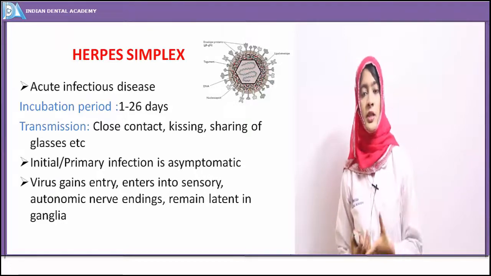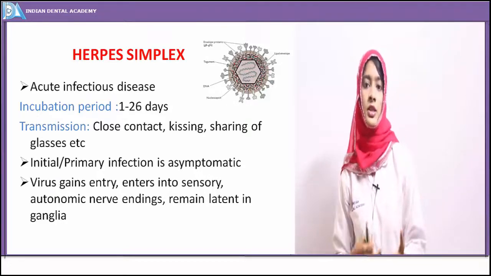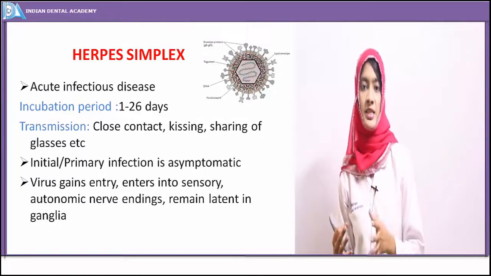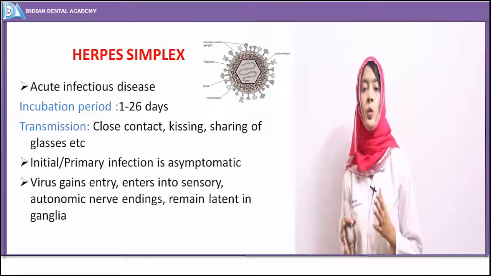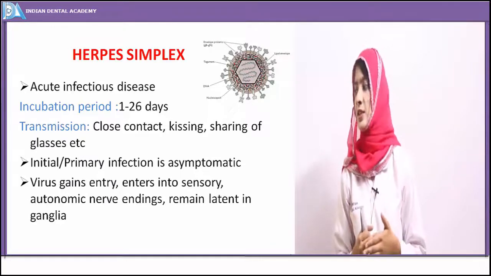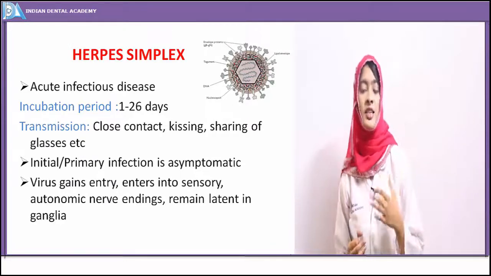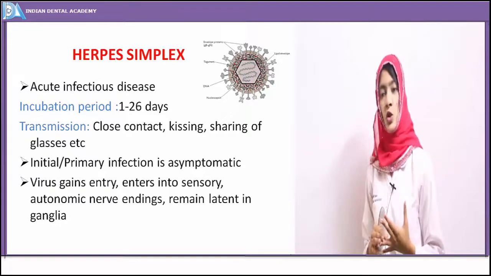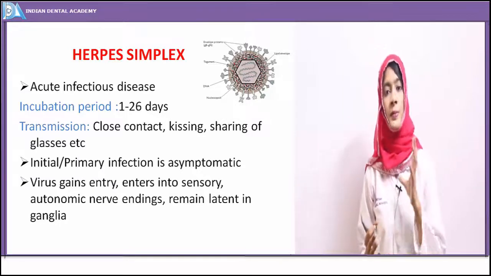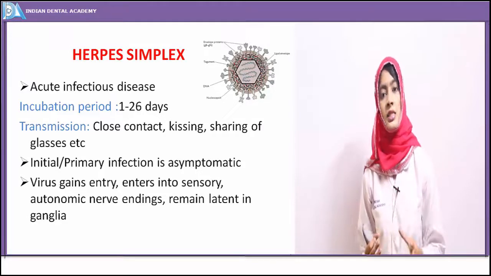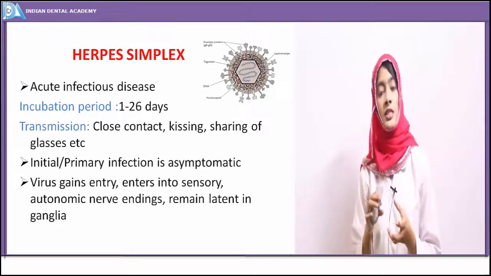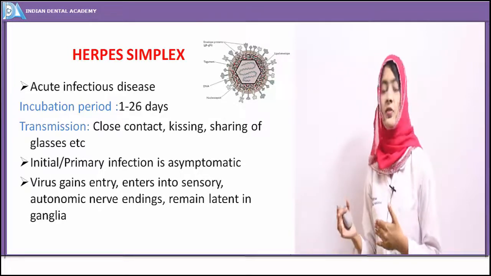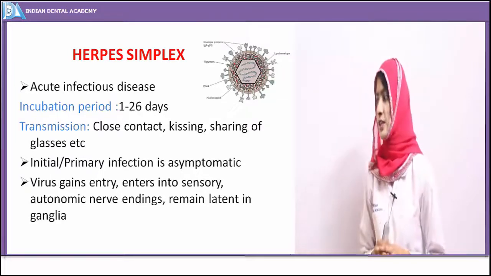The incubation period, from the time the individual is affected by the disease to the time he develops the symptoms, is about 1 to 26 days for the herpes simplex virus. Transmission of the virus from one individual to another occurs through close contact, kissing, or sharing of cutlery, glasses, wherever there is transmission of saliva. In those cases, more transmission of herpes simplex occurs.